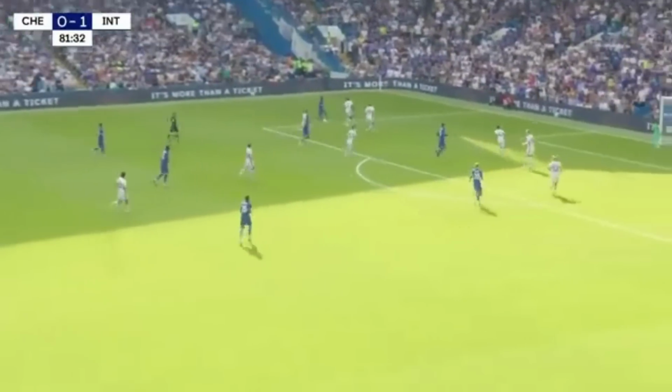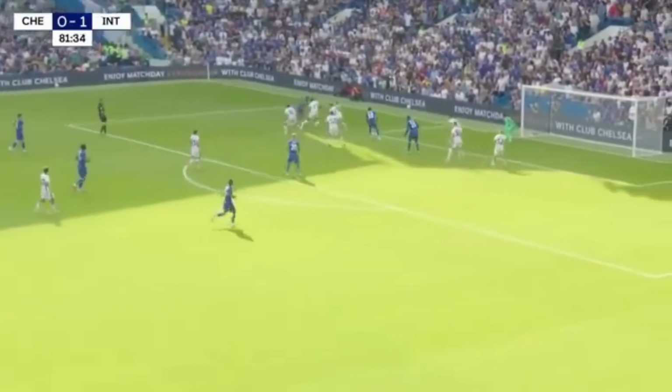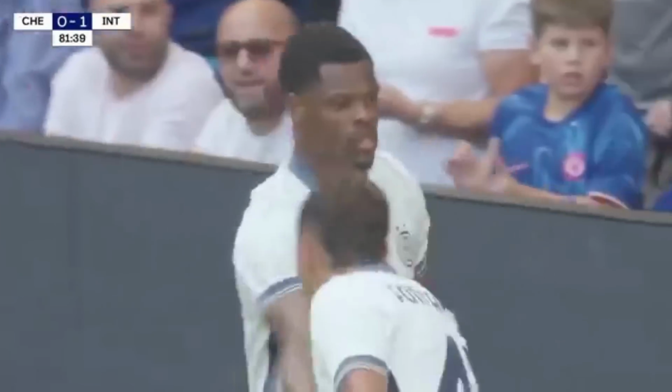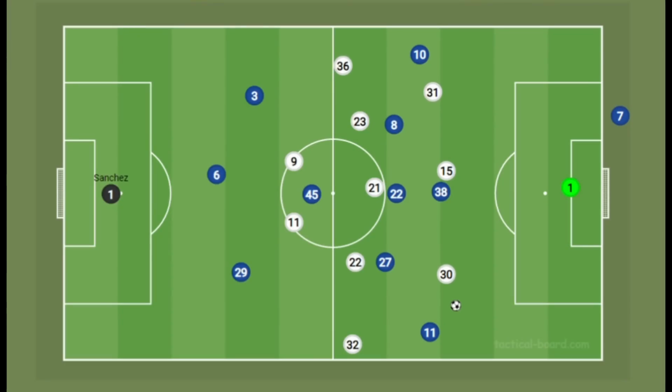Now, the benefit of having this ball played in the channel areas is that you're able to get your most creative and dynamic wingers to actually attack those spaces and create problems for the opponent.